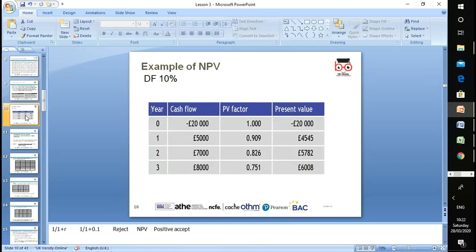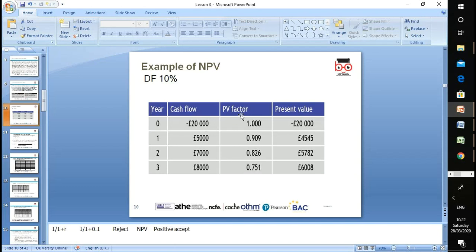So in this case, next example, we are going to invest £20,000. How much are we going to invest? £20,000, and we are using a discount factor of 10%. So a 10% discount factor, which is PV. PV is the present value. Okay, so 1 divided by 1.1. So year 0, £1 is £1. After 1 year, it will be 0.909. In year 3, 0.826. Year 4, 0.751.